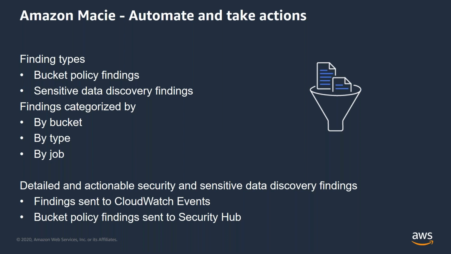In addition to that, all these findings are also automatically reported as CloudWatch events. That allows customers to then easily integrate these into their alerting and notification tools. Another point to highlight here is that in addition to the classification findings, we also report policy findings at the bucket level. Those policy findings, which alert and notify on the changes on the security posture of these buckets, are automatically also reported into Security Hub, which is AWS's centralized security visibility tool.